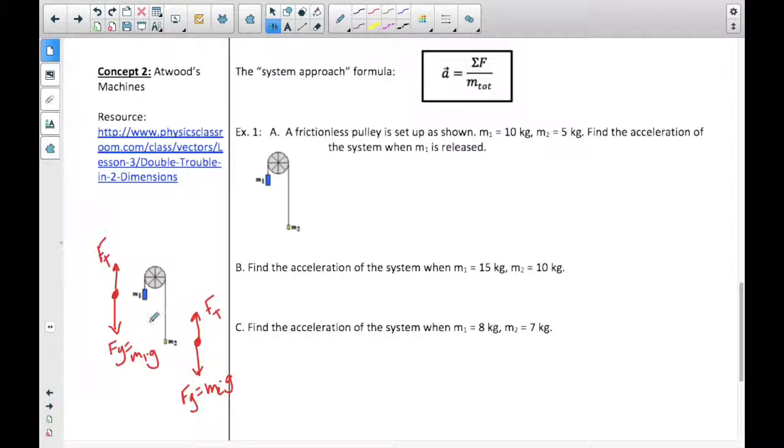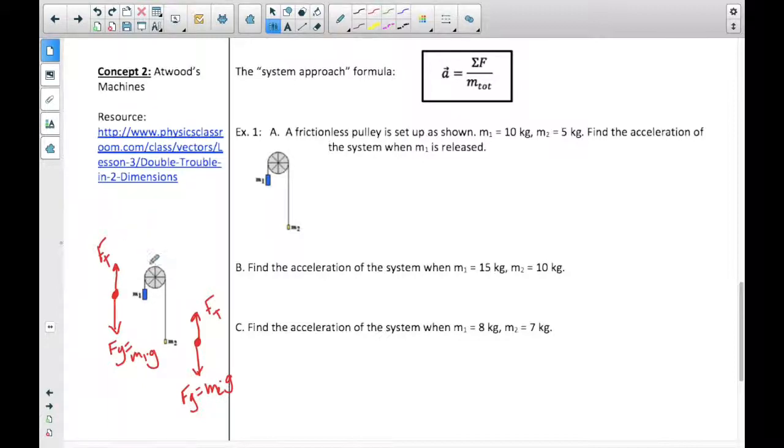Now, the thing about the setup, with assuming that the string is weightless and the pulley itself is weightless and frictionless, is that the force of tension on each of these is going to be the same. So the force of tension on mass 1 is equal to the force of tension on mass 2, because it's the same piece of string. It's just bent, but it is the same piece of string and there's nothing stopping it from having a different tension on one side or the other. So the tension is the same throughout. And that is the reason why I'm going to go with the system approach formula.